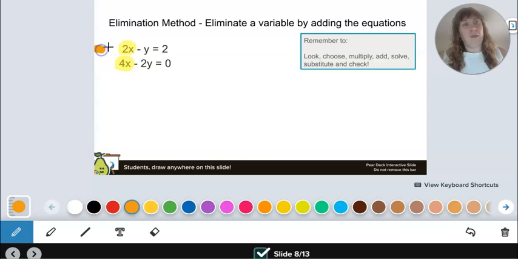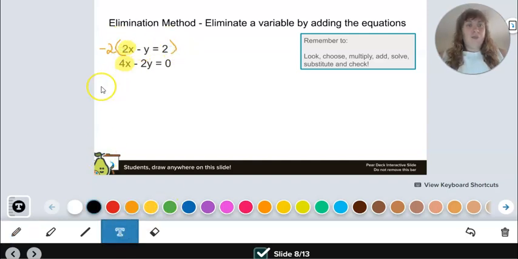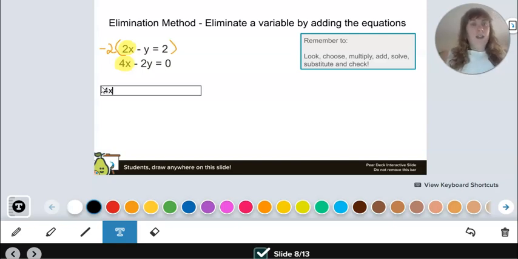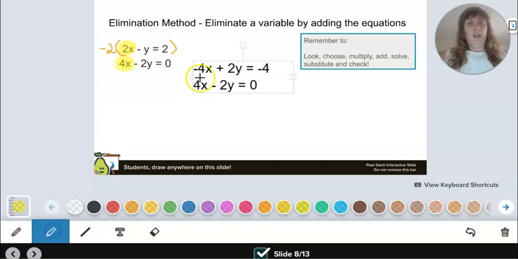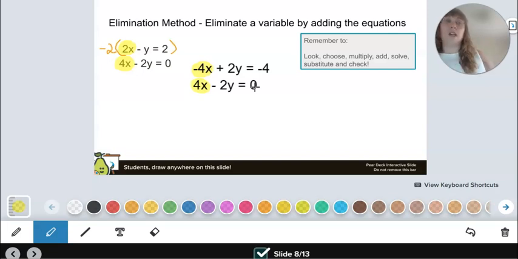So to do that, I'm going to multiply, oopsies, this whole equation by a negative 2. And when I do that, I get a negative 4x plus a 2y equals a negative 4. And then our second equation is 4x minus 2y equals 0. Now at this point, here we have a negative 4x and a 4x, so we know, good, that's awesome, it'll work. It will cancel. But we also notice that there is this 2y and negative 2y.